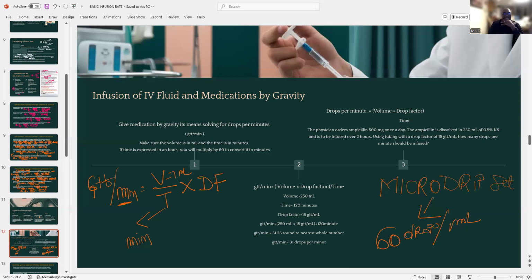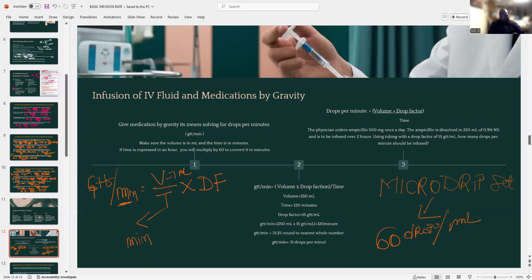Now, let's look at this exercise right here. If the time is expressed in hours, you have to convert that to minutes by multiplying by 60, because 1 hour equals 60 minutes. When you're solving for drops per minute, you need your time to be in minutes. But when you're solving for milliliters per hour, you need your time to be in hours. I'll say that again. When you're solving for drops per minute, you need your time in minutes. If you are solving for milliliters per hour, you need your time in hours.